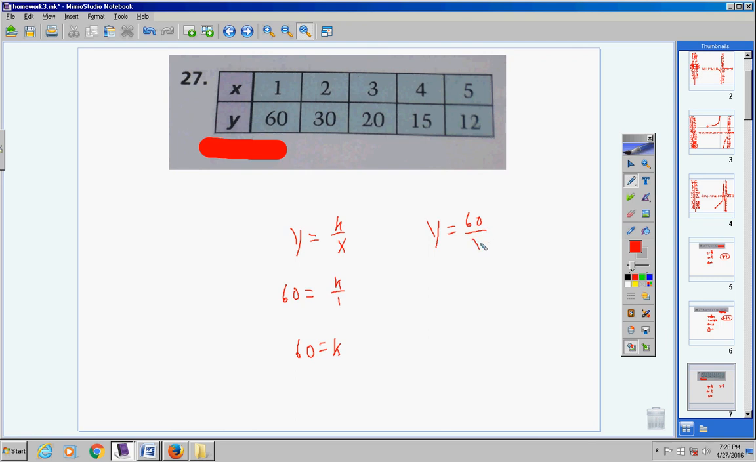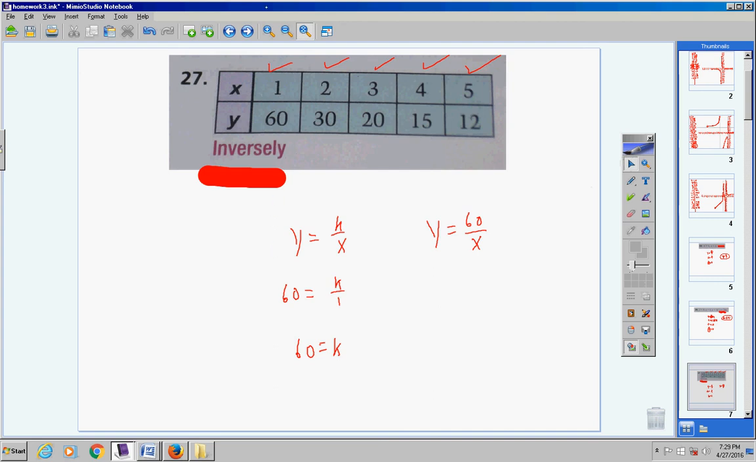Now let's check the other ordered pairs. This one checks. Put a 2 in for x. 60 over 2 is 30. Check. Put a 3 in for x. 60 over 3 is 20. Check. Put a 4 in. 60 over 4 is 15. Check. Put a 5 in for x. 60 over 5 is 12. Check. So this relationship here is inverse variation.